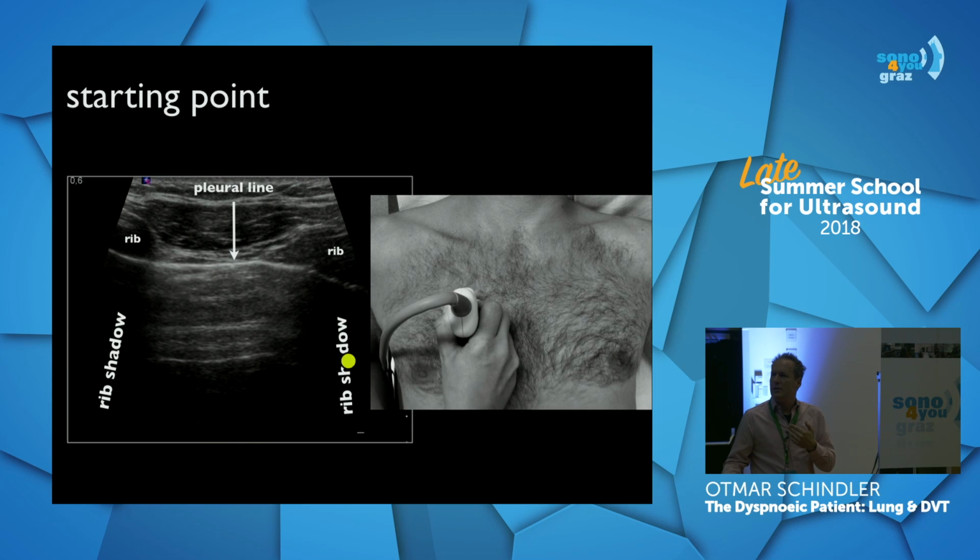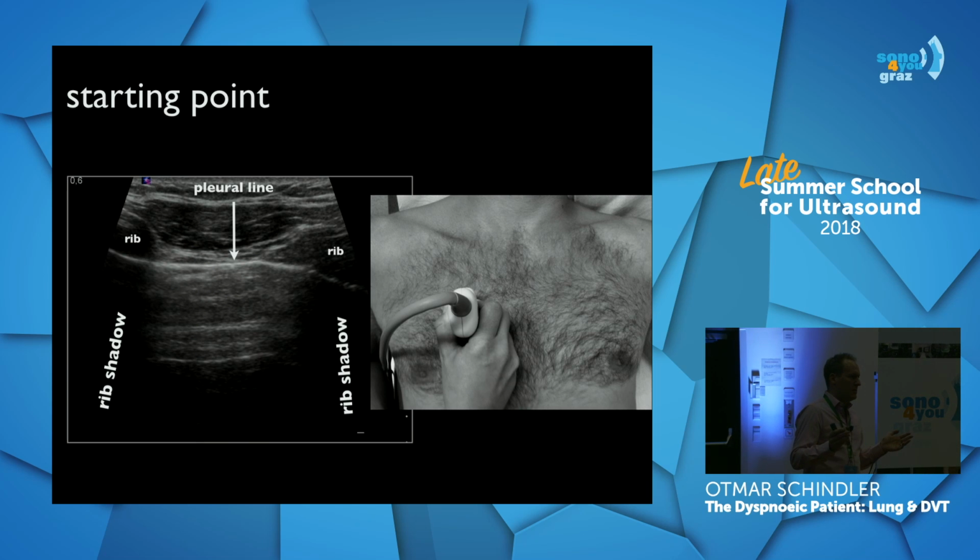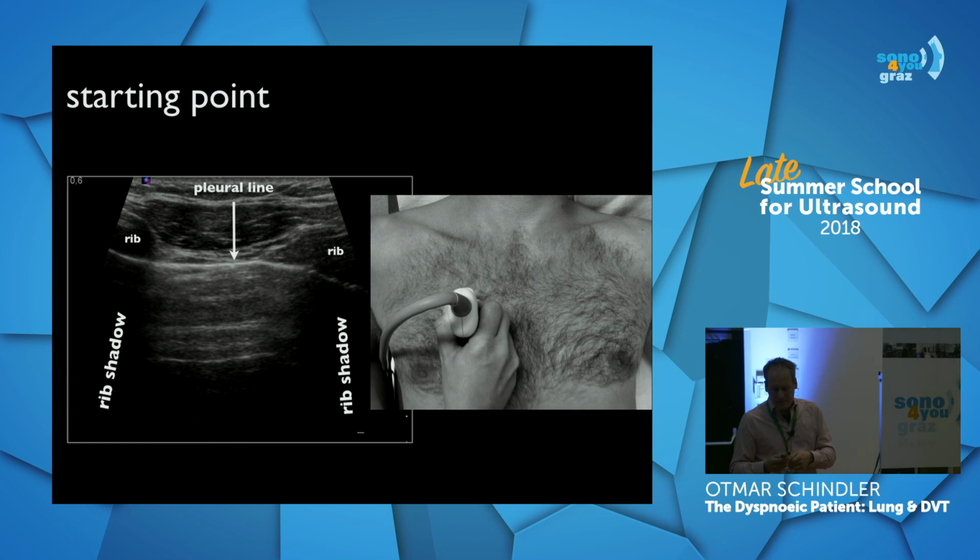Behind the ribs you have the shadow. And if this is healthy lung, behind the pleural, the so-called pleural line, what do you see? Nothing, just artifacts. You don't see what's happening inside the lung. You just see the artifacts of the reflection at the pleural line.